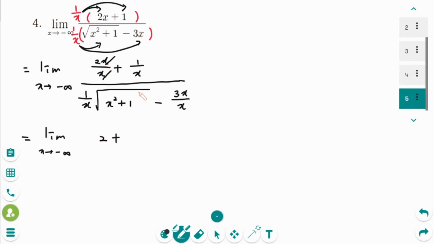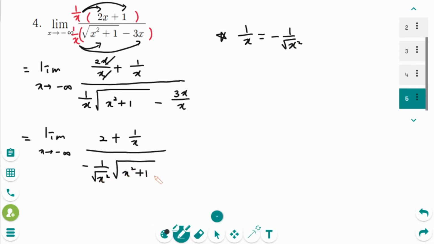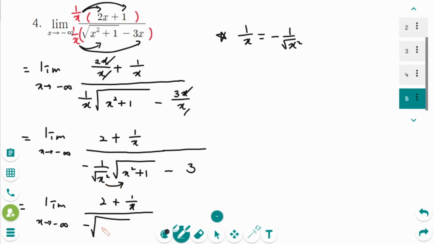This is 2 plus 1 over x. In this question, this 1 over x is the same as minus 1 over square root of x squared. So I want to change this form. Same. Minus 3. Minus is still here. And expand. This is 1 plus 1 over x squared minus 3.